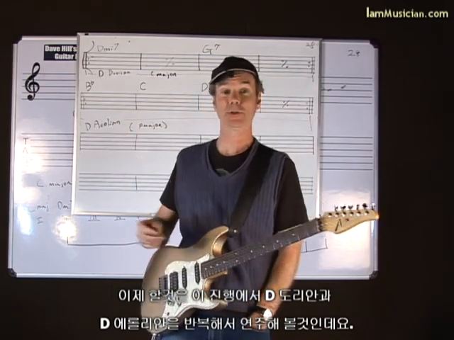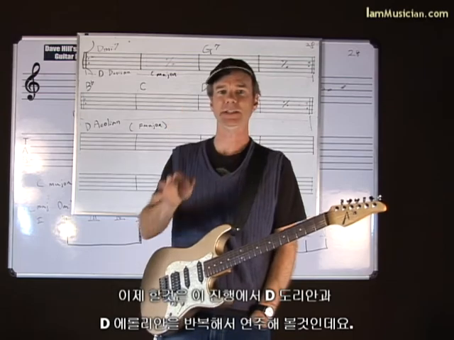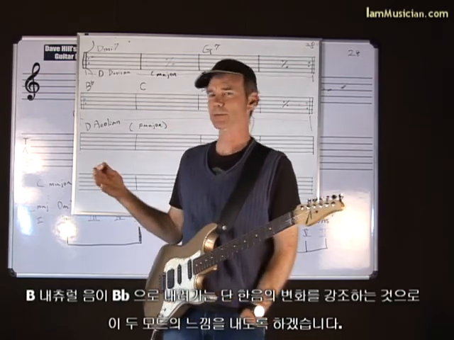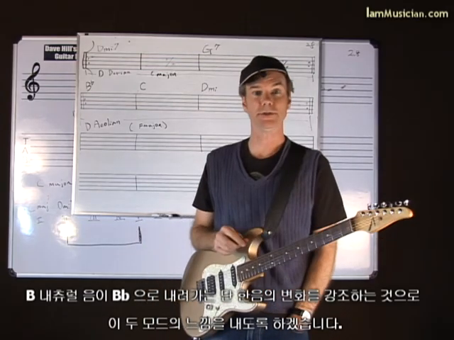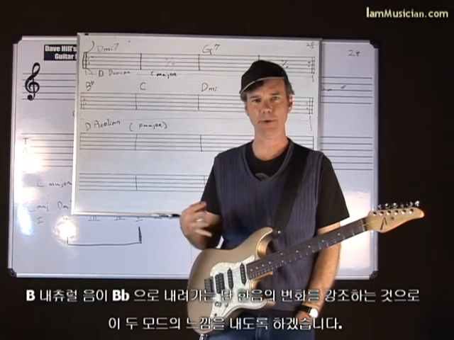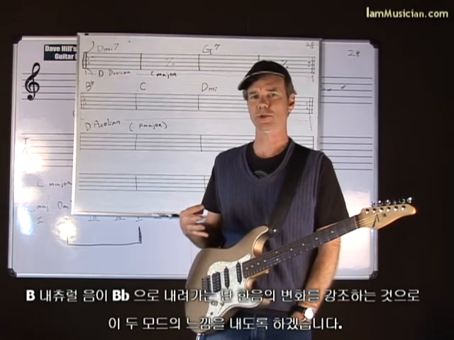Okay, so what we're going to do now is I'm going to play over the progression, and I'm going to go back and forth between D Dorian and D Aeolian, and I'm going to do it simply by emphasizing the difference between the two keys, which is really just one note. It's the B natural going down to the B flat, but that has everything to do with how it sounds as we're playing over these two modes, okay?